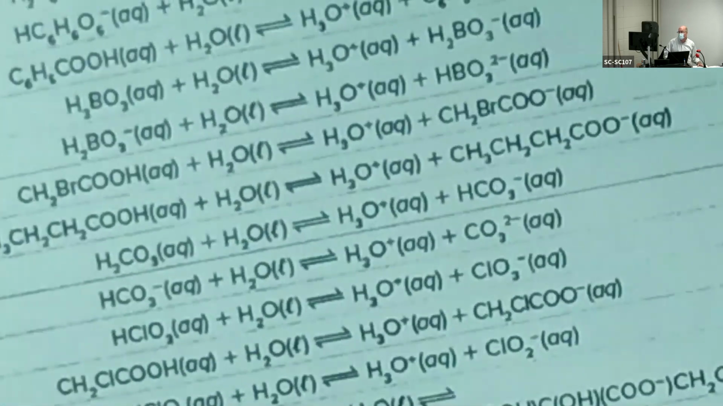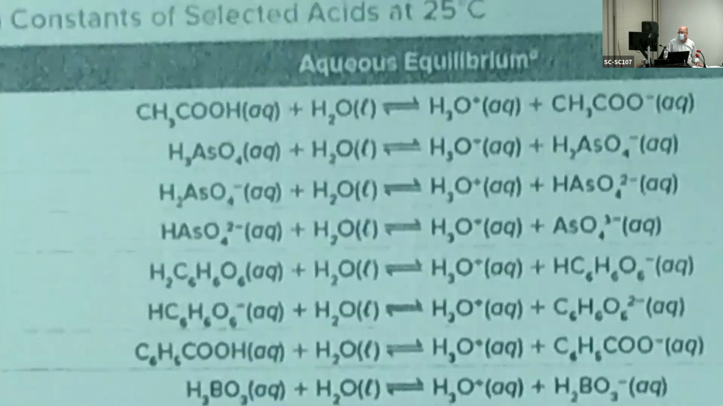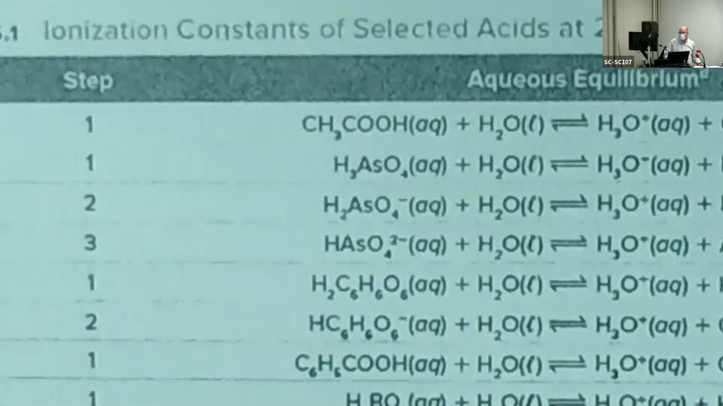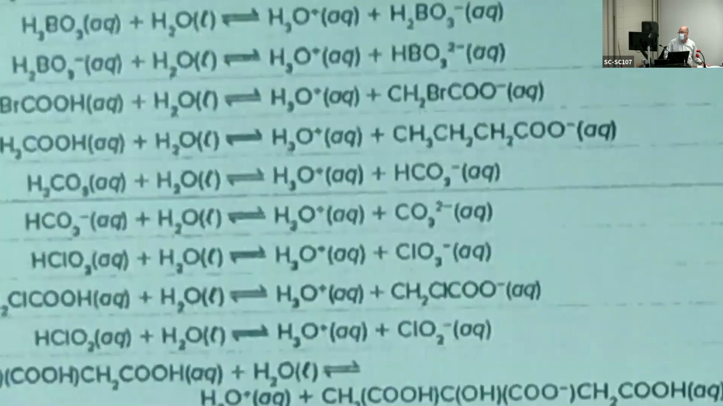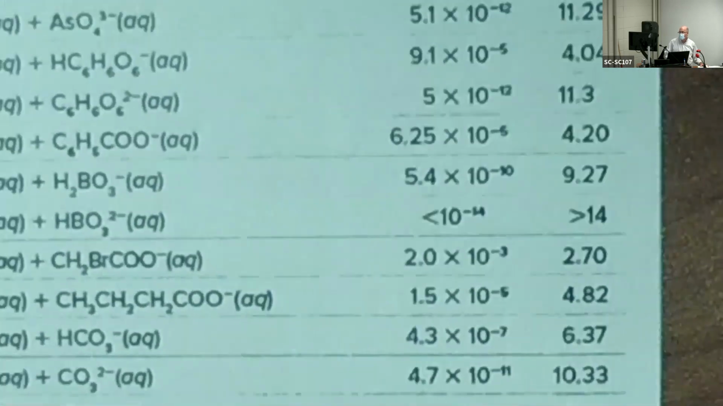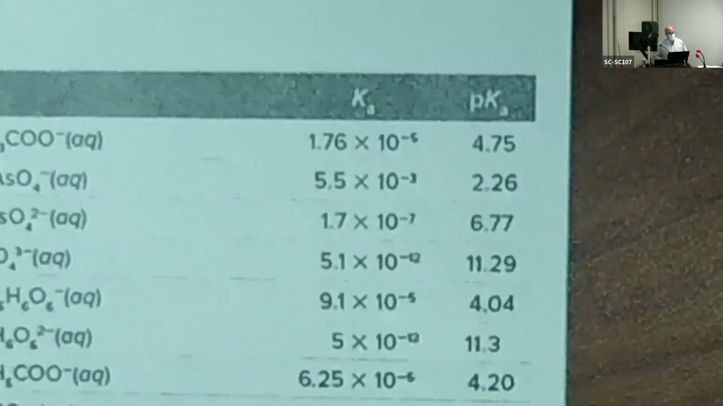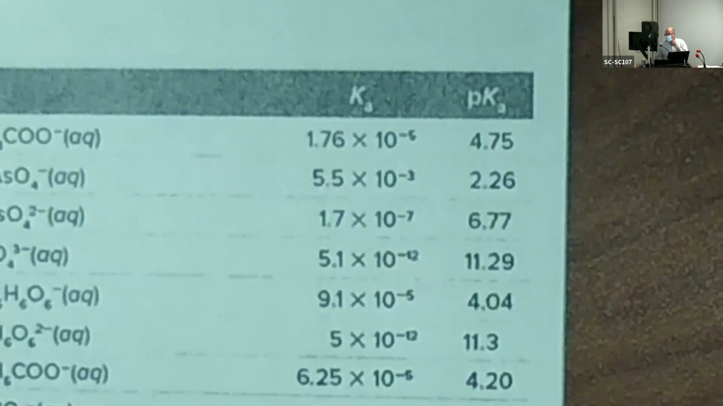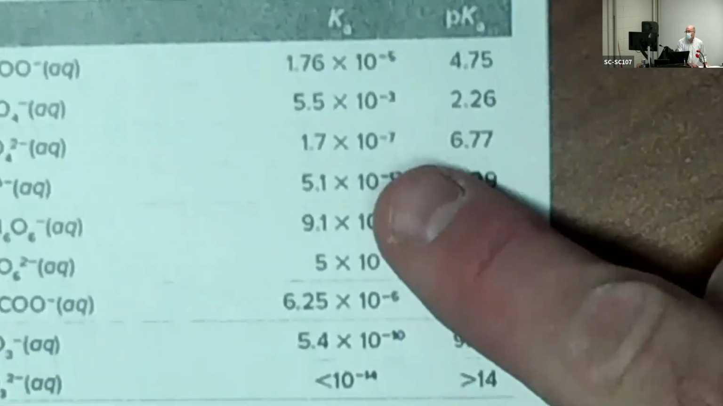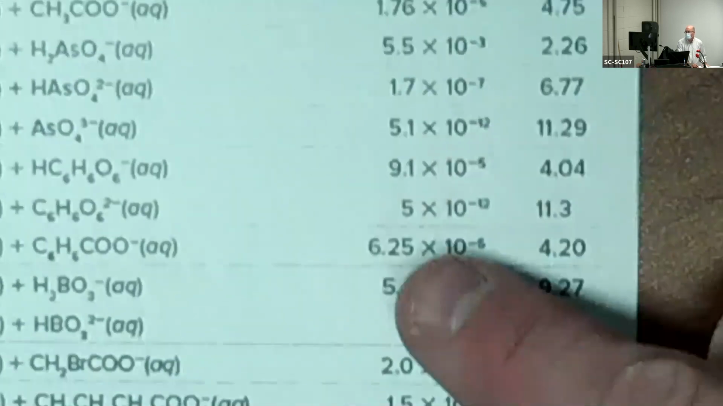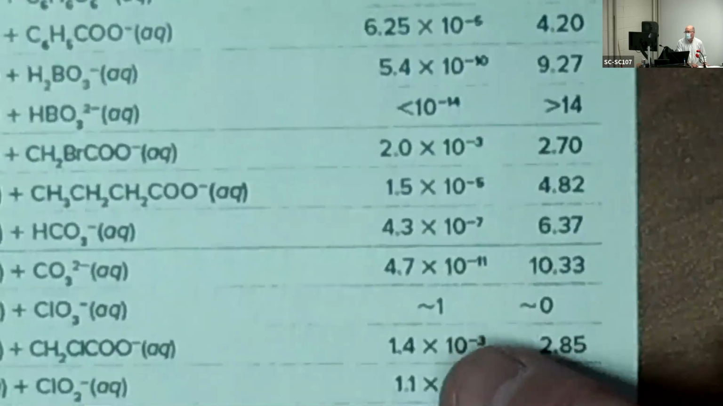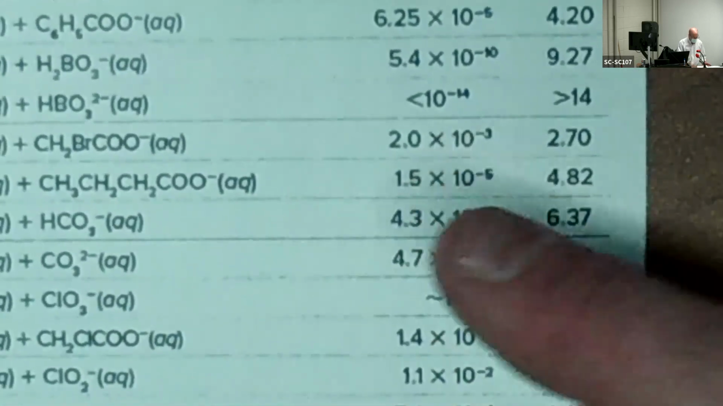So this is the Ka table from the textbook. It lists a bunch of different weak acids, and then off to the right, it provides a Ka value. It also provides a mathematical equivalent called pKa value. We'll talk about that. You can see that most of the Ka values are 10 to the negative somethingth. Some are really small, like 10 to the negative 12. Others are a little bit bigger. There's a 10 to the negative 3 there.